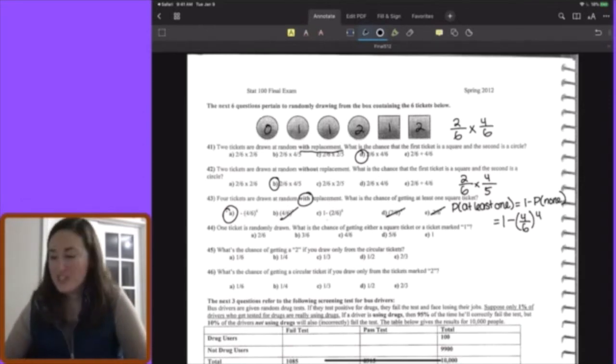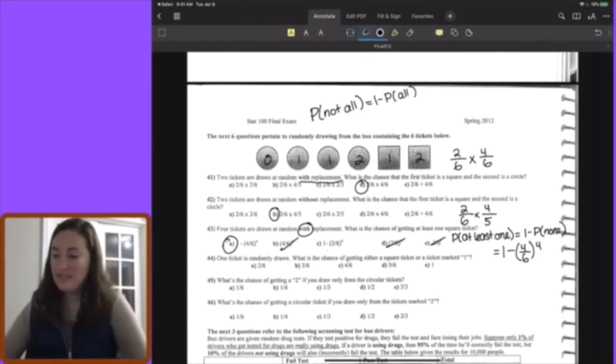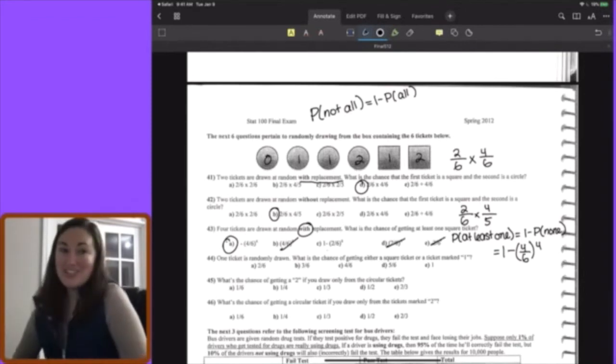So that's the first. The at least one is the first special case. The other one is not all. If we ask for the probability of not getting all of something, remember it's easier to do 1 minus the probability of all. Because not all and at least one are both complicated if we don't look at the complement. We'd have to do multiple calculations.